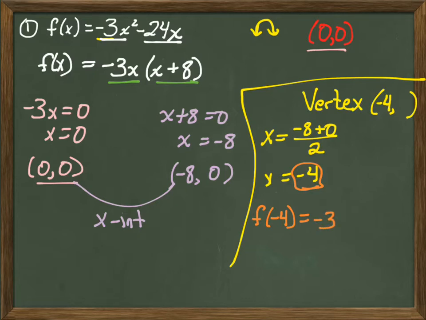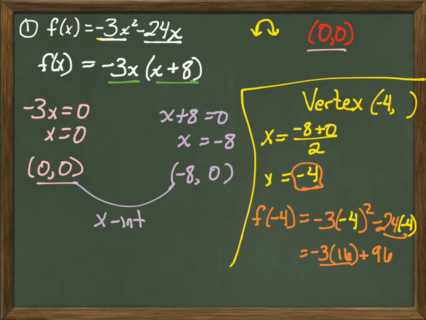So that's negative 3 times that negative 4 squared minus 24 times a negative 4. And so when we do that math, we first need to take care of that squared. So that's negative 3 times a positive 16. And minusing a negative, we're going to be multiplying these next two. That's going to create a positive 96.